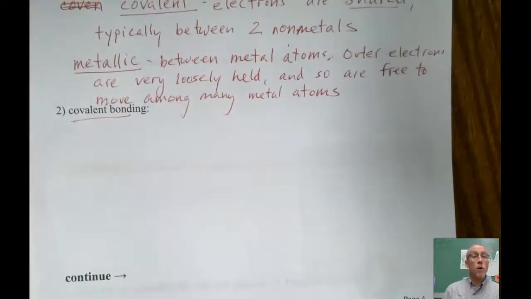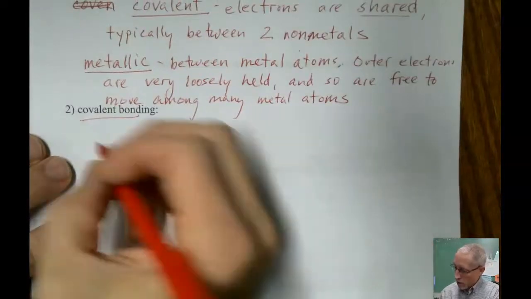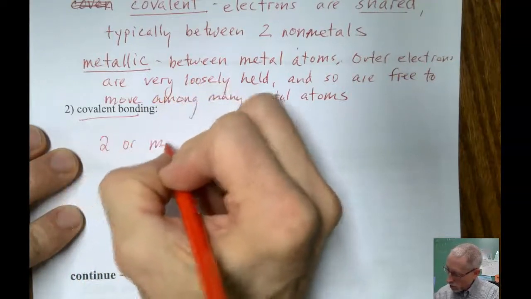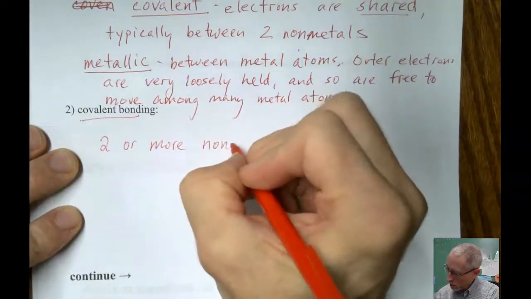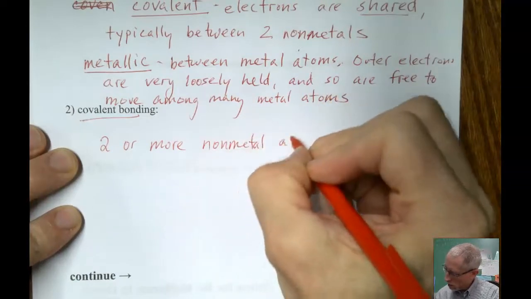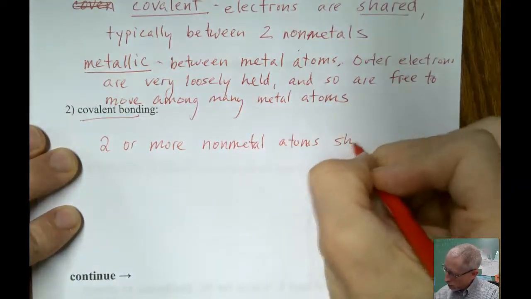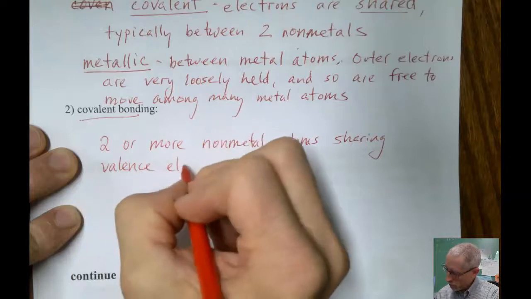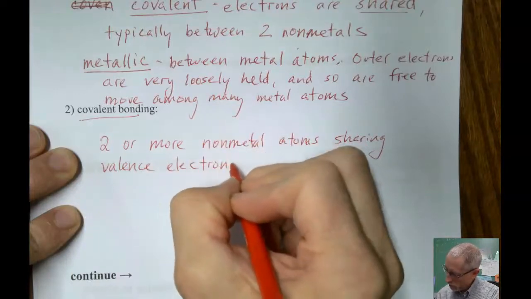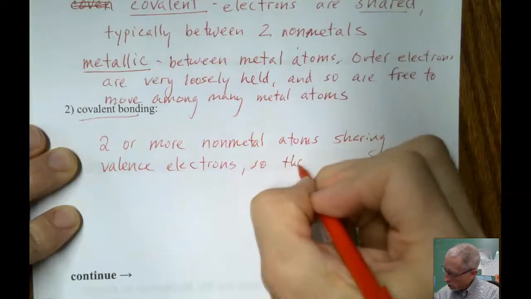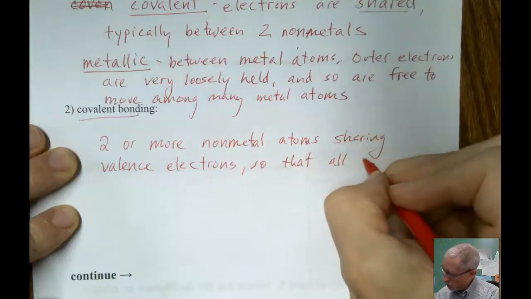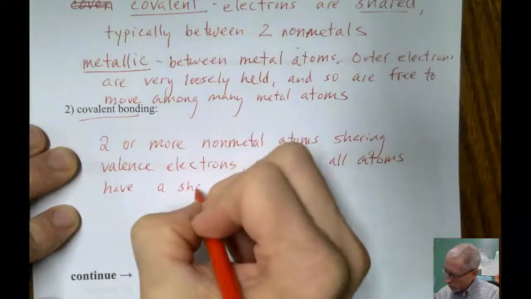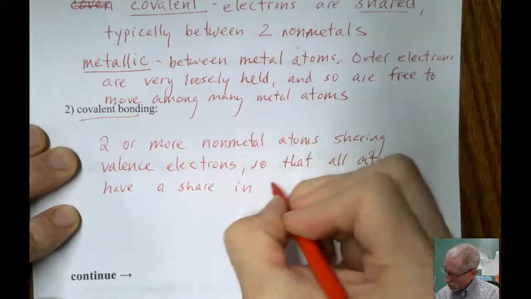Okay, so a little more detail about covalent bonding before we get into some examples. So again, just to recap, these are two or more non-metal atoms sharing valence electrons, so that all atoms have a share in 8.